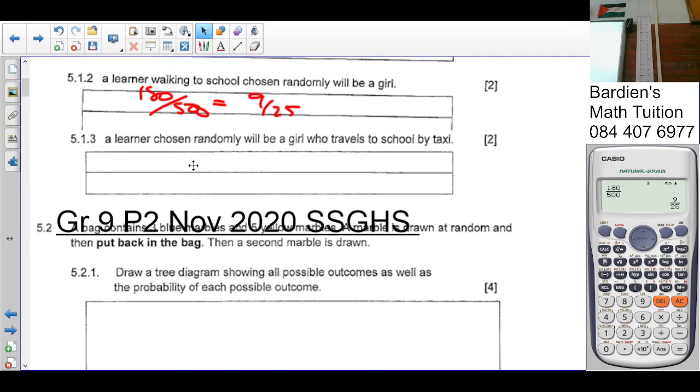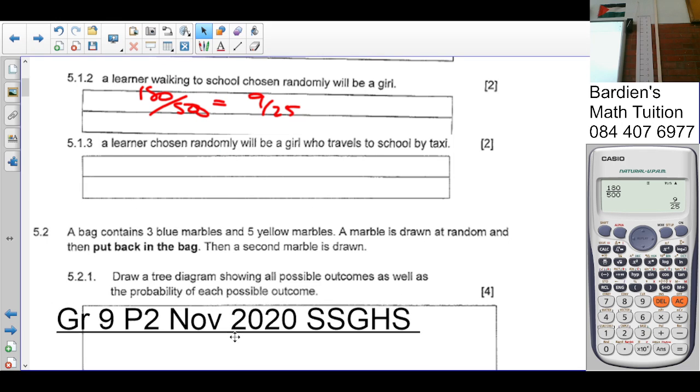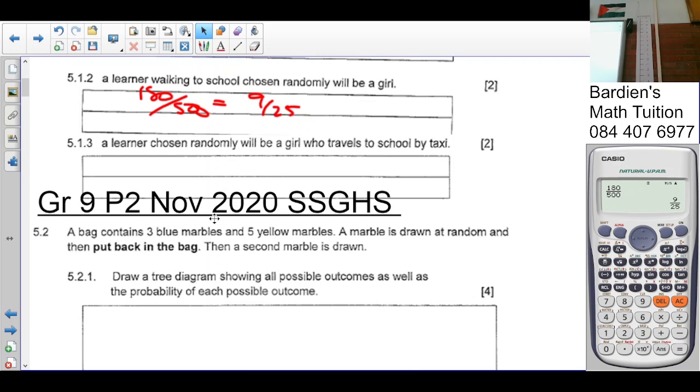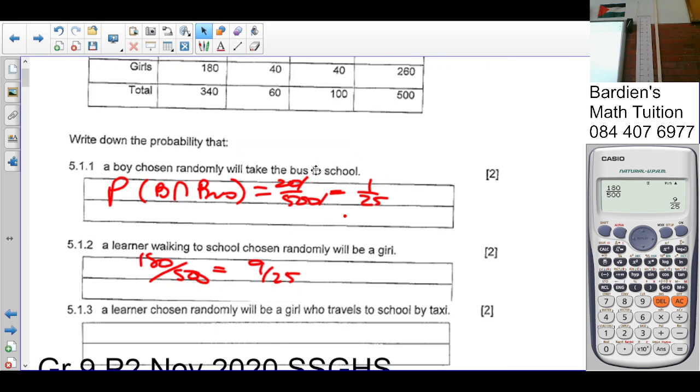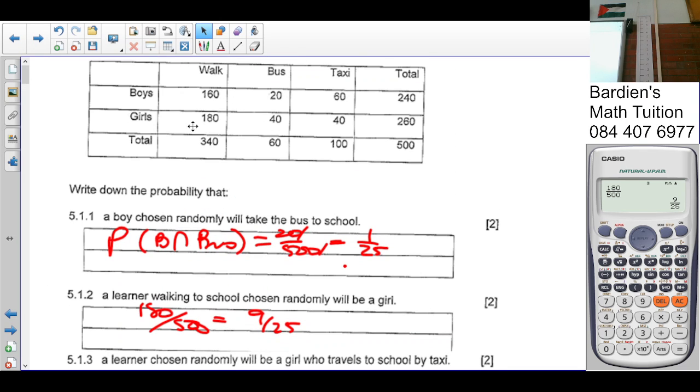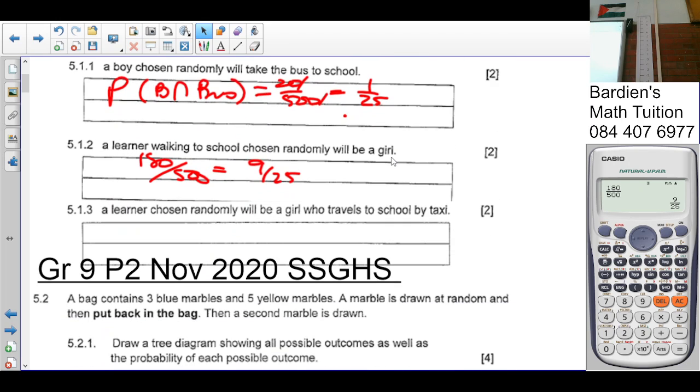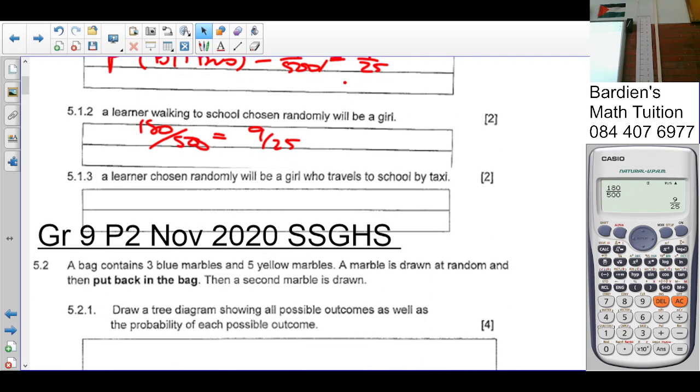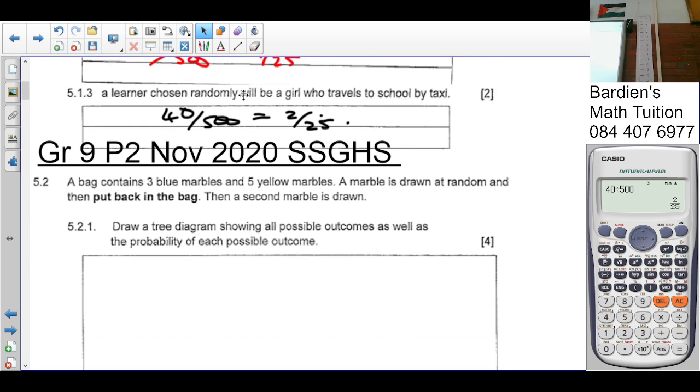In the next question, we are told that a learner chosen randomly will be a girl who travels to school by taxi. Okay, it's the same thing as asked before. Girl, taxi, it's 40 out of 500. You all agree with that? And 40 out of 500, what does that give us? 2/25. Okay. Any confusion there?